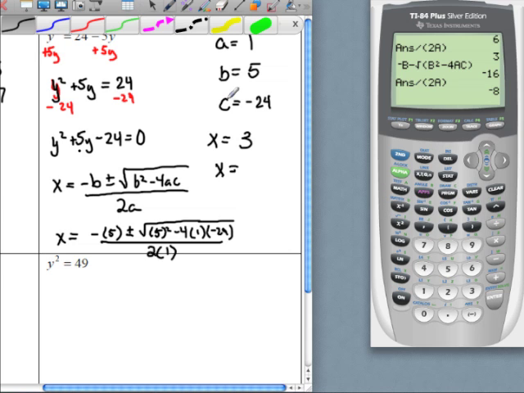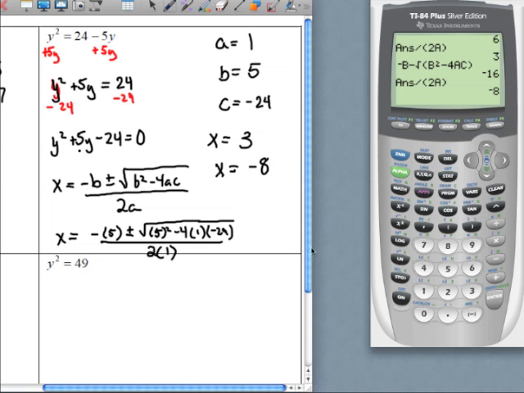So let me write that down. So we have x is equal to negative 8. And so let's put this in a solution set. Negative 8, comma, 3 are 2 solutions. So there you go. So finish off lesson practice number 2, and then go on to the new lesson if you want.